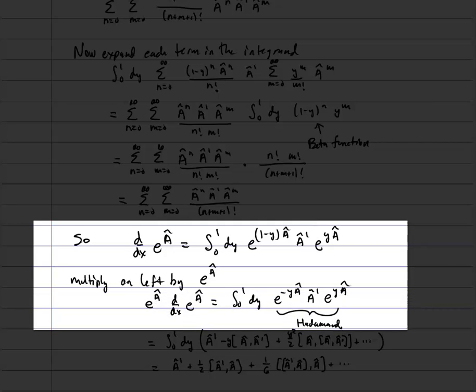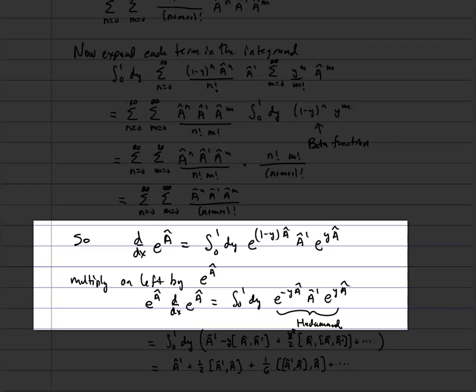Now our next step is we're going to multiply on the left by e to the a. So we're going to get e to the a d by dx e to the a is equal to the integral from 0 to 1 dy, e to the y... I'm sorry, I'm pretty sure this should be an a, e to the minus a I'm multiplying by in order to get this to simplify. I'm sorry, that is a typo there. We're multiplying on the left by e to the minus a. And so multiplying by e to the minus a, I get a d by dx. I will cancel that. The e to the 1 minus ya will just become e to the minus ya.